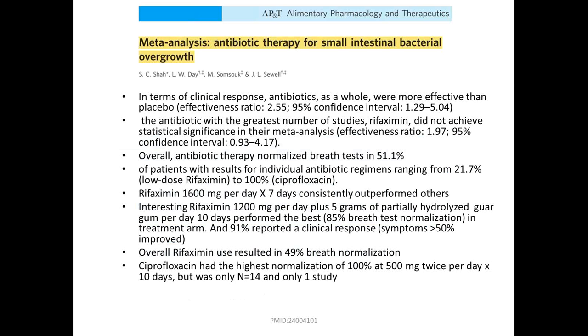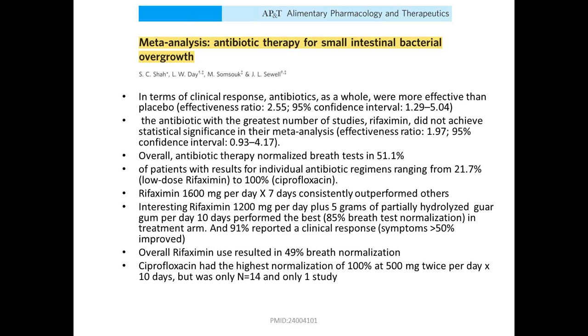So this particular slide points out a large meta-analysis for antibiotic therapy for SIBO. And what we do know is that with these patients overall, the average size of the sample on these studies was 60 people, and the mean treatment arms were 30. And we do know that overall antibiotics resulted in a 51% response rate. Rifaximin overall during this large review, this systematic meta-analysis, resulted in 49% breath normalization.